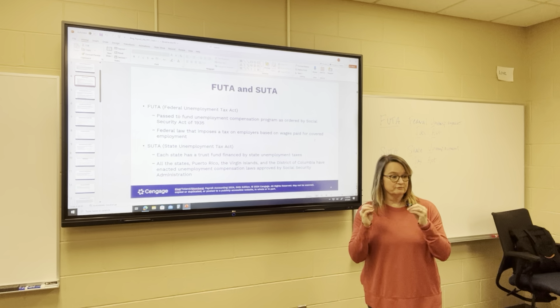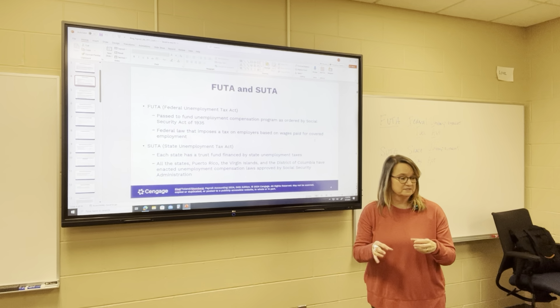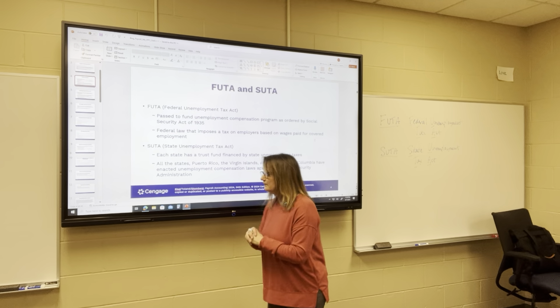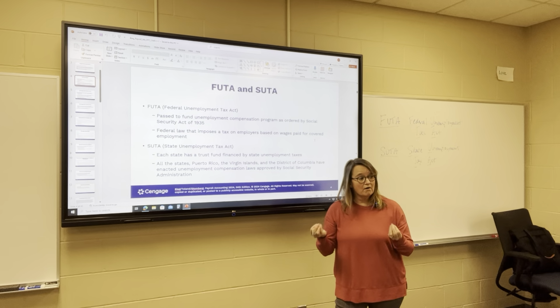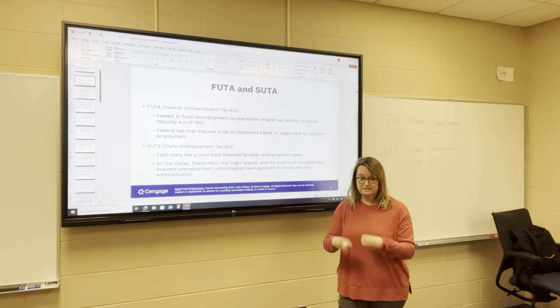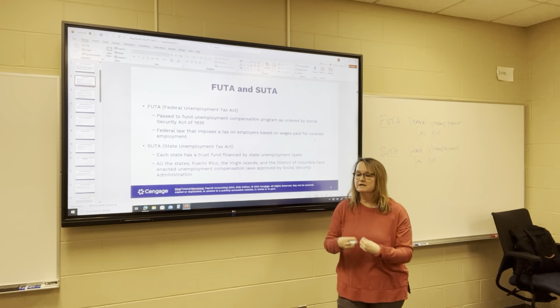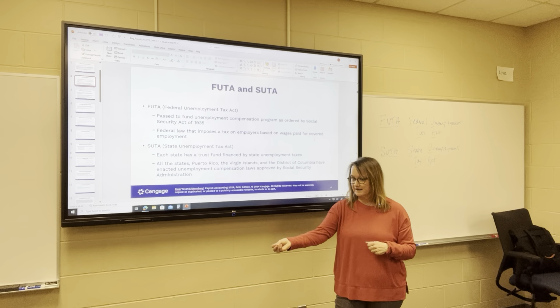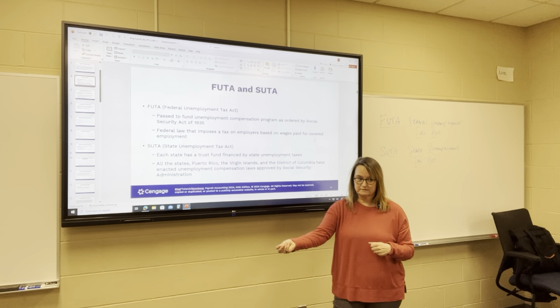All of the funds, like if you've ever received unemployment benefits, and I know a lot of people did, especially during COVID, all of those funds are from the state, and the funds are coming directly from the amounts of tax that employers pay into state unemployment.